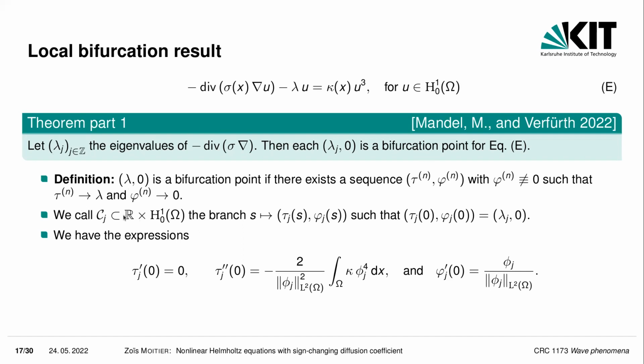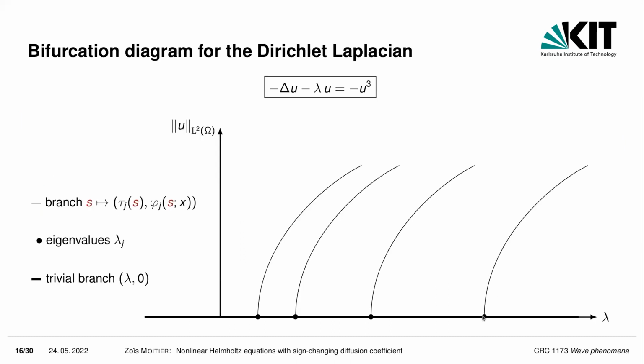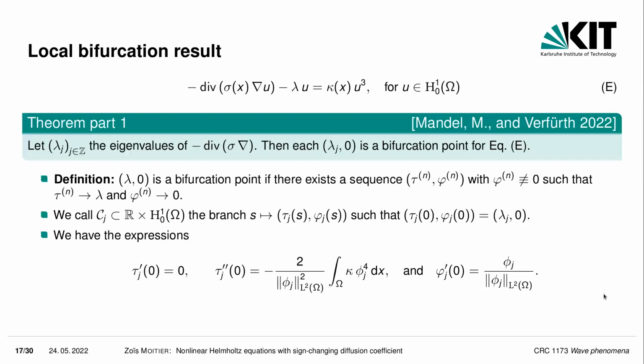Just to introduce a small notation, we call C_j the branch emanating from the bifurcation point (lambda_j, 0). So if I go back, if this is lambda_1, this will be C_1, and this is the connected component which is linked to this bifurcation point.